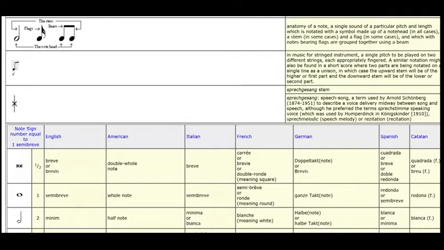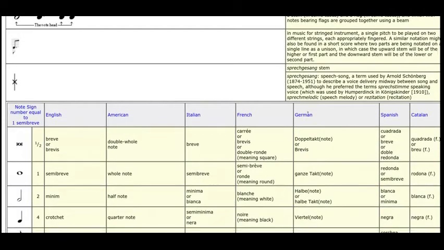Sprechgesang stem. I don't know what that is. This is new to me. Apparently, Schoenberg used it to indicate that something was supposed to be like speak-sung, not quite sung.